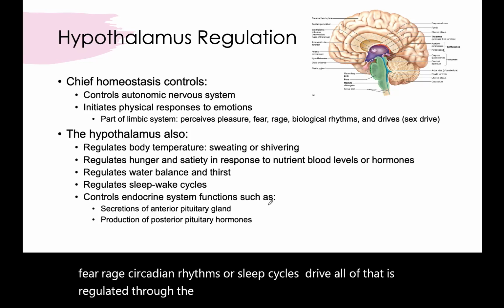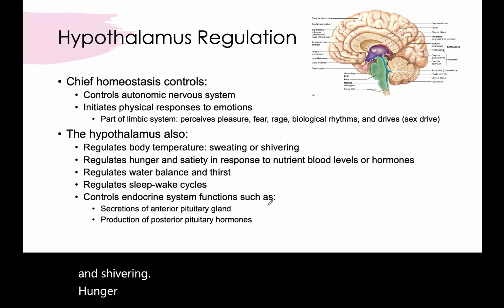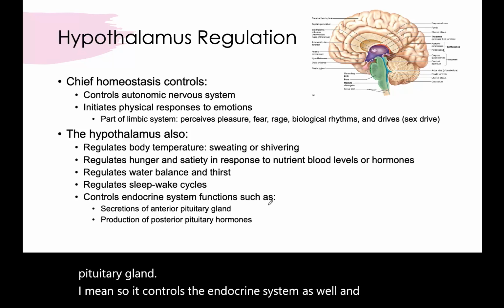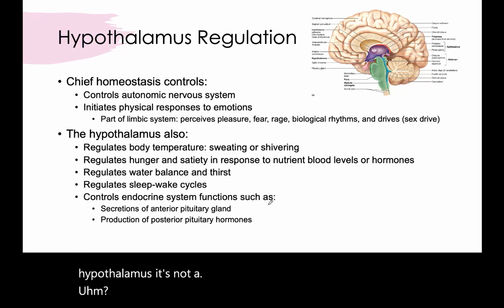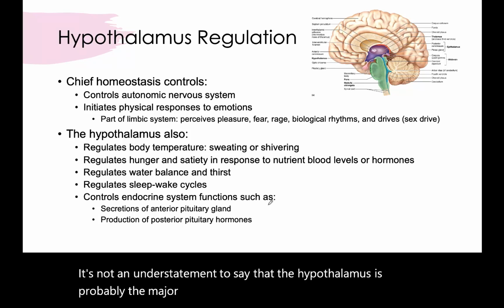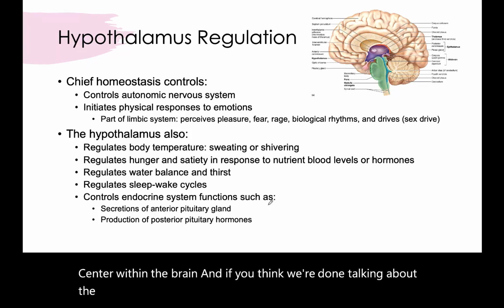Body temperature, sweating and shivering, hunger, thirst, sleep and wake cycles. It also regulates the pituitary gland, and so it controls the endocrine system as well. And so it's not an understatement to say that the hypothalamus is probably the major regulatory center within the brain. And if you think we're done talking about the hypothalamus, you are going to be sadly mistaken.